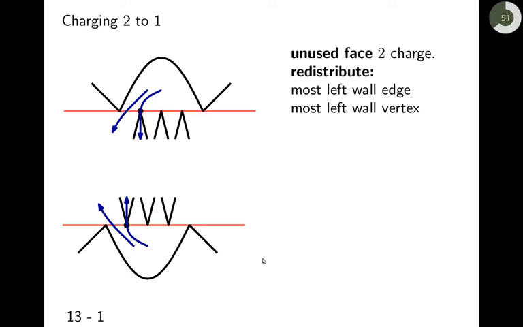Okay, and the hope would be that we're done. And to prove that we're done, we want to route our path going through 2/3 of all the faces. This means for every unused face, there would be 2 used faces. So the idea is that for a bad face, we give 2 charge, and we can distribute this charge to 2 used faces, namely to the leftmost wall edge and the leftmost wall vertex.